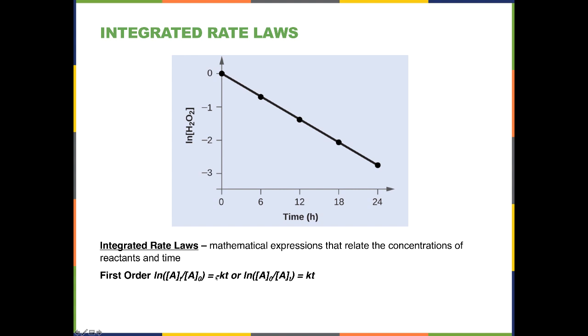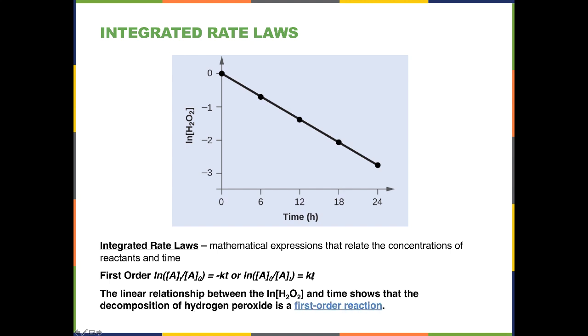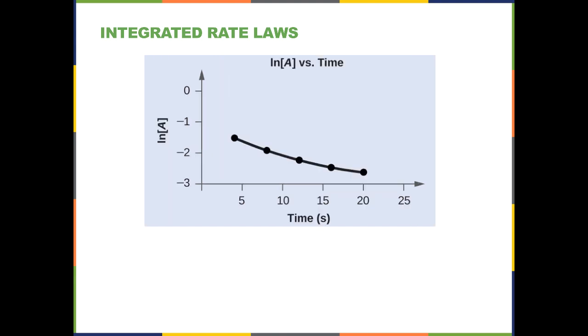Now, in order to get rid of this negative sign, you can invert this fraction so that the natural log of the starting concentration divided by the concentration at time t, let's say 12 hours, equals the reaction constant times that time, 12 hours. And this is a linear plot in the natural log sense. So the linear relationship between the natural log of the concentration of the reactant and the time shows that the decomposition of hydrogen peroxide is a first order reaction.